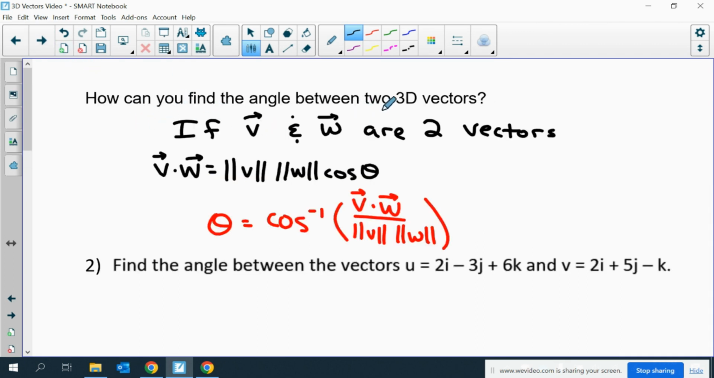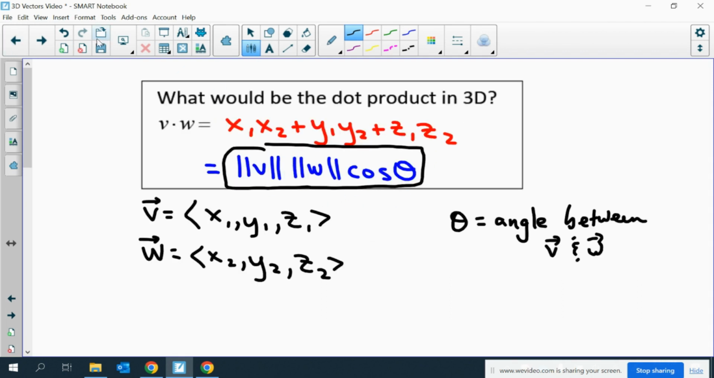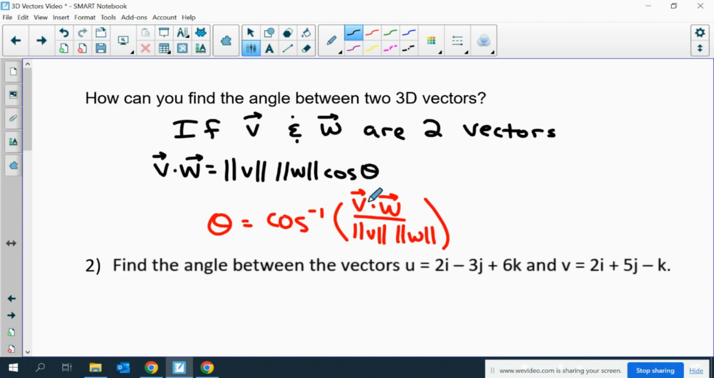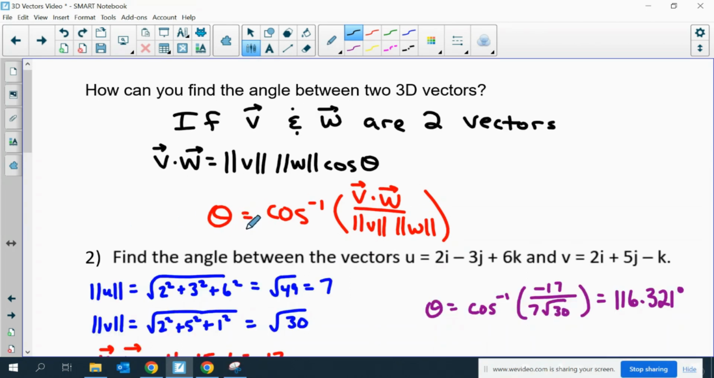And how can you find the angle between the two vectors? Well, we can just use this formula and then solve just like we did in 2 dimensions for theta. So it's the dot product divided by the magnitudes of the two vectors, and then take the inverse cosine of those things. So if we want to find the angle between two vectors like u and v, we would use this formula just like we did in 2 dimensions.